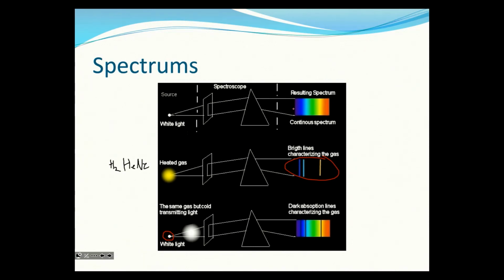We're going to see the full rainbow, but what's going to be missing is there's going to be dark lines this time. And those dark lines correspond exactly where those bright lines appeared. So that's a dark line absorption spectrum that we see. And you need to know how you create these three spectrums and what these three spectrums look like.